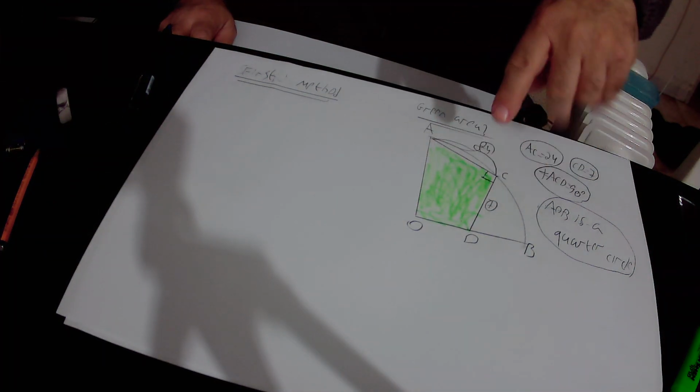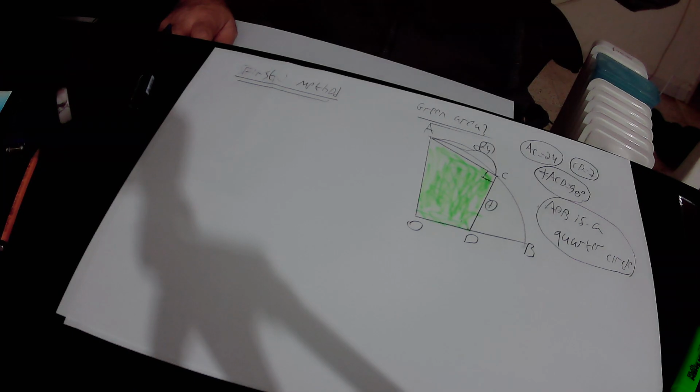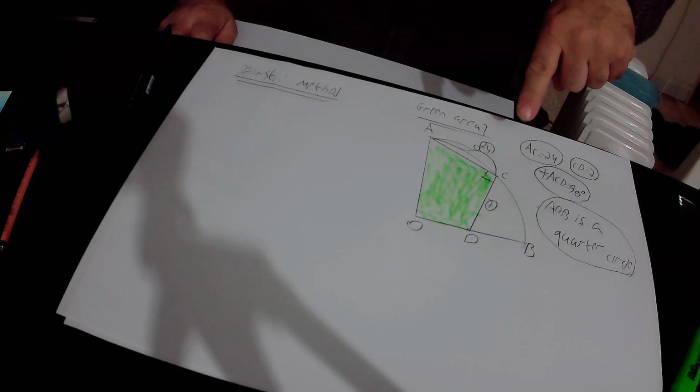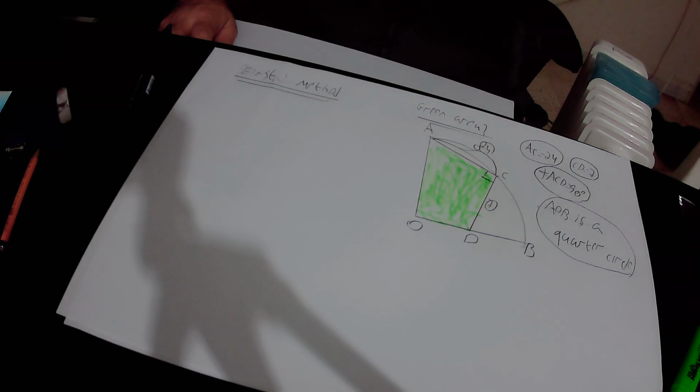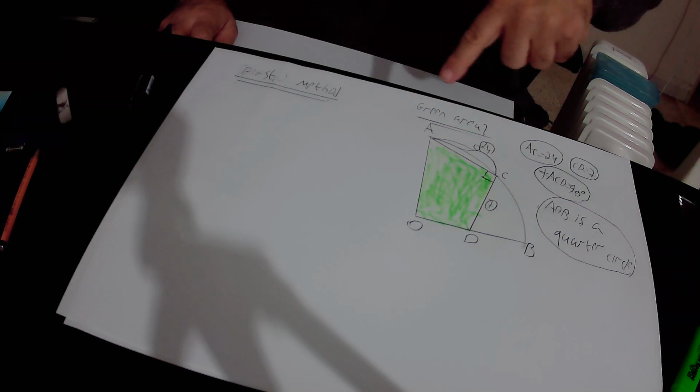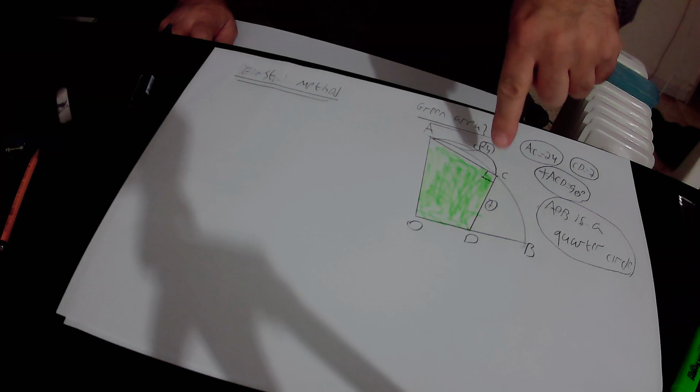Now in this lecture I'll find out the area of the green shape using two different methods. In the drawing we have a quarter circle, AOB is a quarter circle. Inside this quarter circle we have quadrilateral ACOD. So we have to find out the area of the green quadrilateral ACOD.